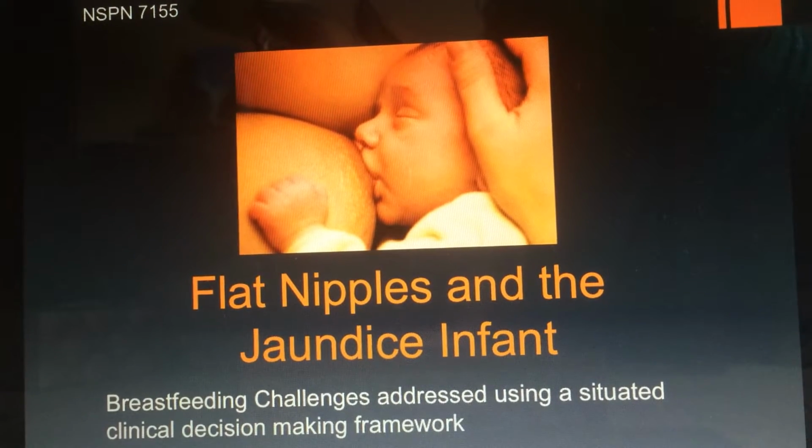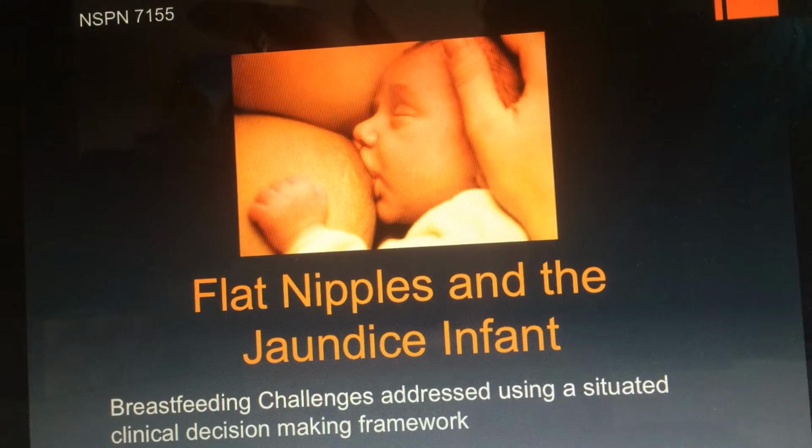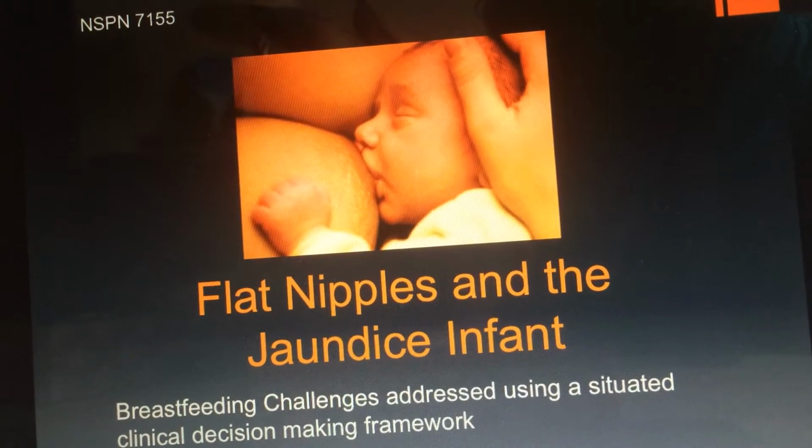I will be examining the breastfeeding challenge of flat nipples and jaundice infants. I will look at this breastfeeding challenge using a situated clinical decision-making framework.